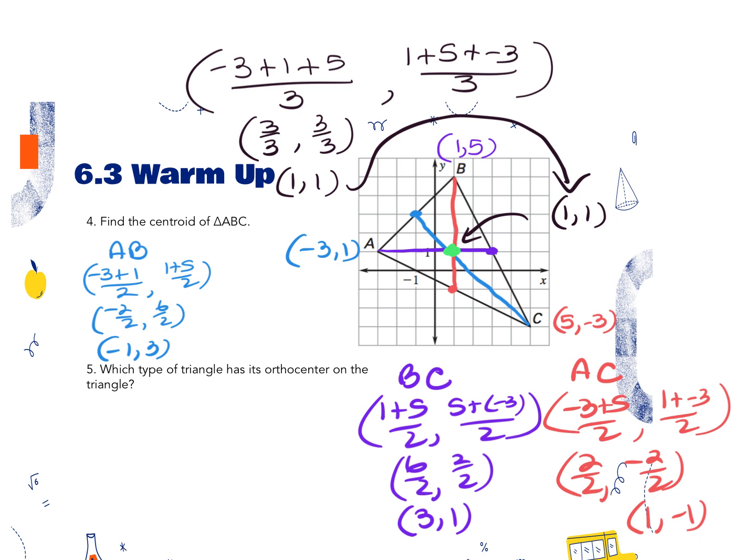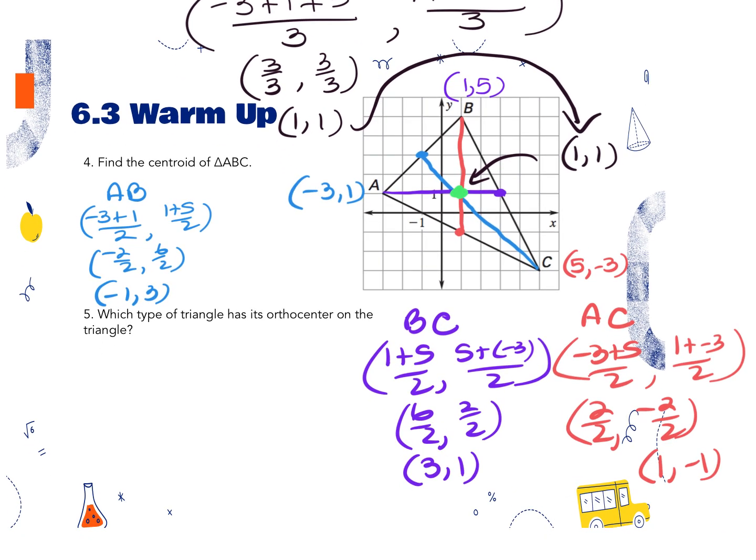So for number 5, what type of triangle has its orthocenter on the triangle? And this would be a right triangle. Know where all of these points of concurrency are located on any type of triangle.